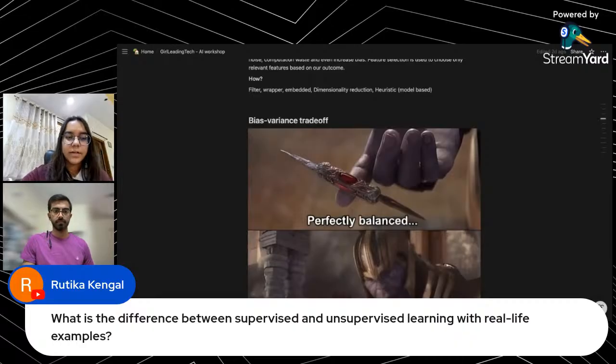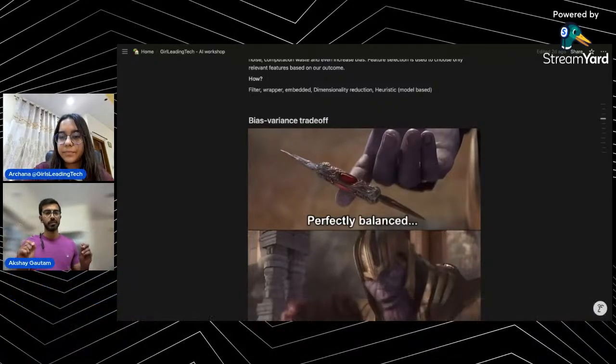So yeah, there's a question by Ritika. What is the difference between supervised and unsupervised learning with real life examples? I see. Very, very simple. You want supervised learning and unsupervised learning.